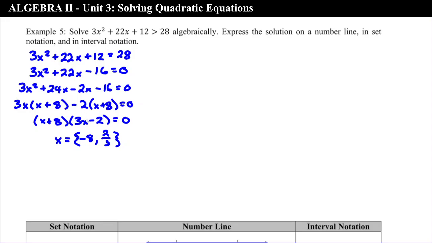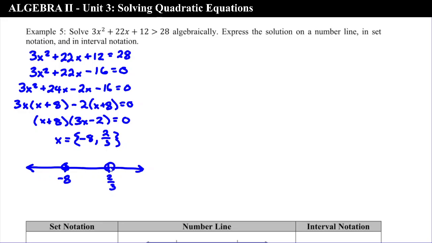So the 2/3 should not dissuade you from continuing into this problem, because we're really not going to do much with the 2/3 other than sit it on a number line. So we've got negative 8 here and we've got 2/3 here. And we know that both of these are going to be open dots, okay?